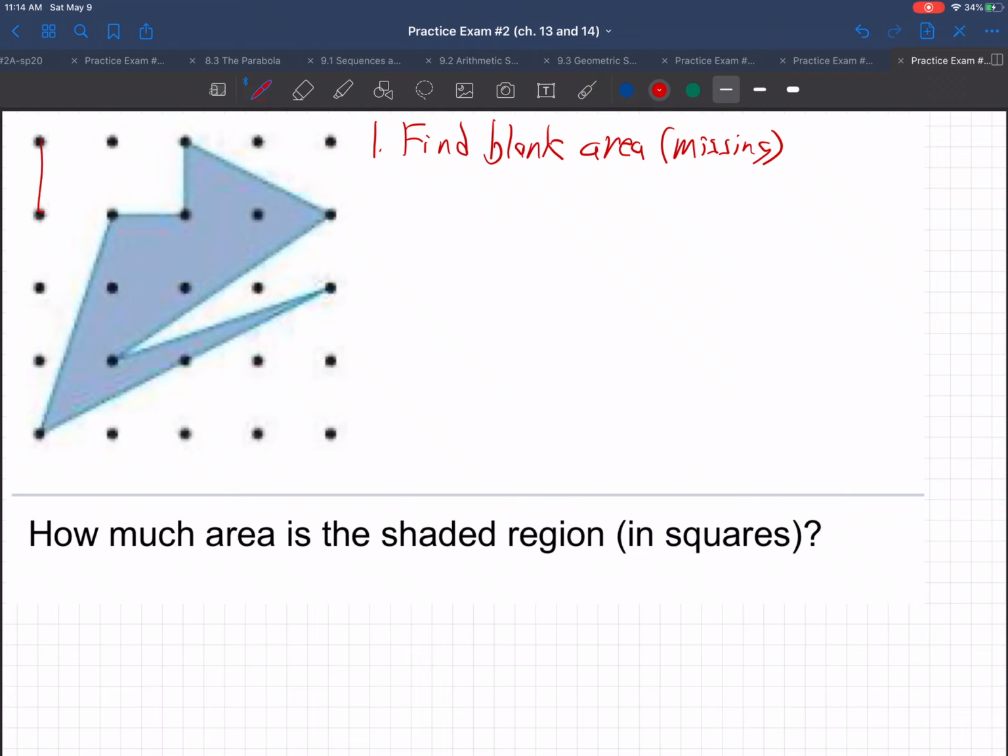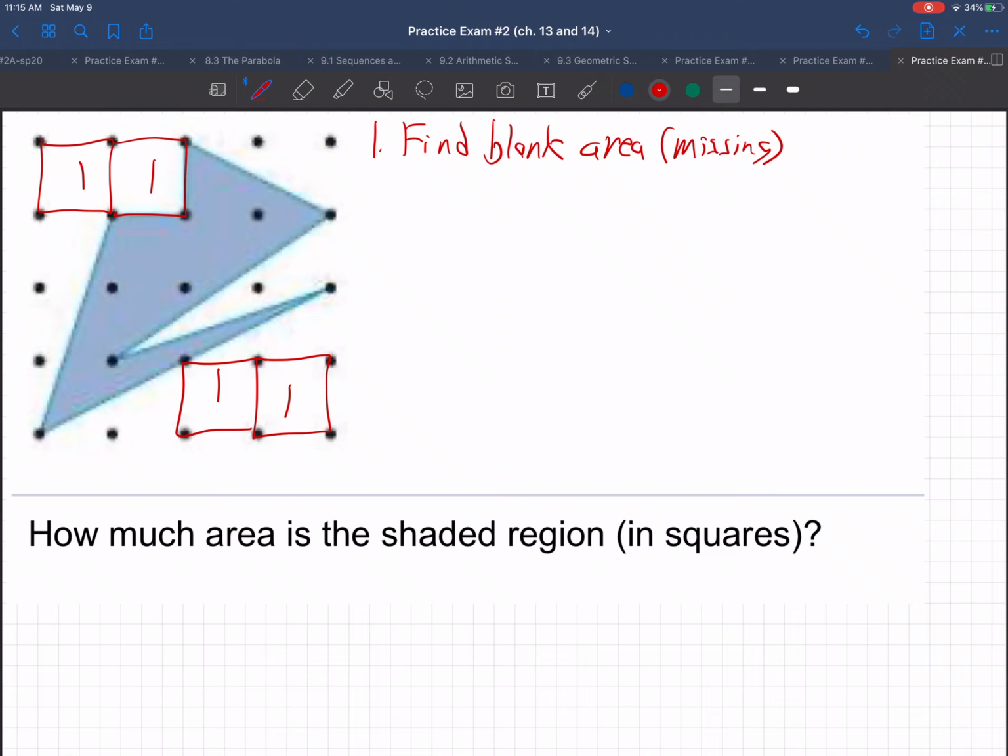So here we go. Here's one square that's missing, blank area. One square there. Let's go down here. I'll start with what's easy. Okay, what's easy is over here. So I got those 4 squares.